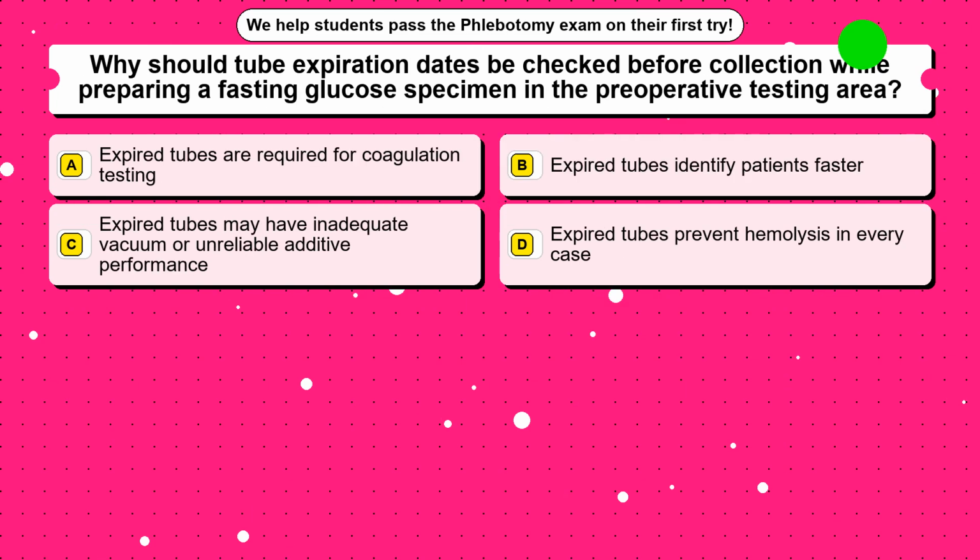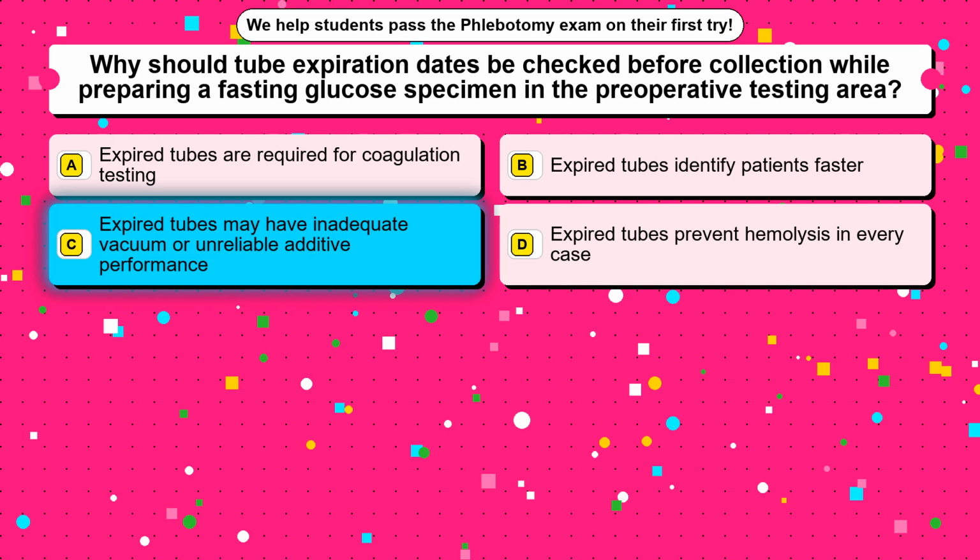Question 55. Why should tube expiration dates be checked before collection while preparing a fasting glucose specimen in the preoperative testing area? Option A, expired tubes are required for coagulation testing. Option B, expired tubes identify patients faster. Option C, expired tubes may have inadequate vacuum or unreliable additive performance. Option D, expired tubes prevent hemolysis in every case.